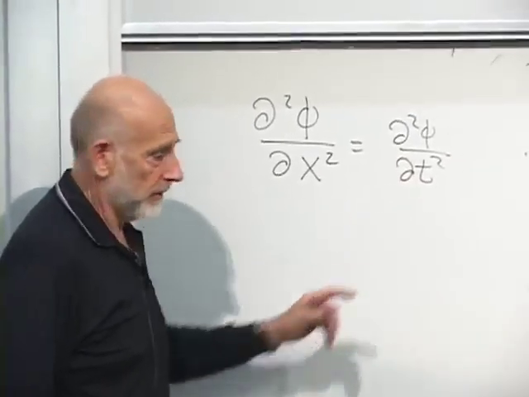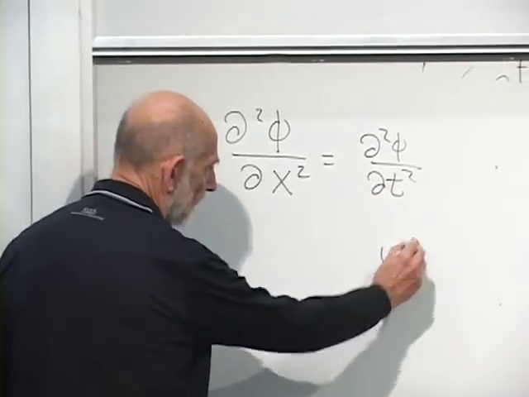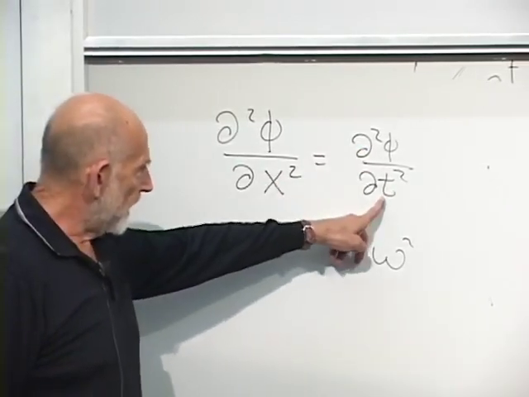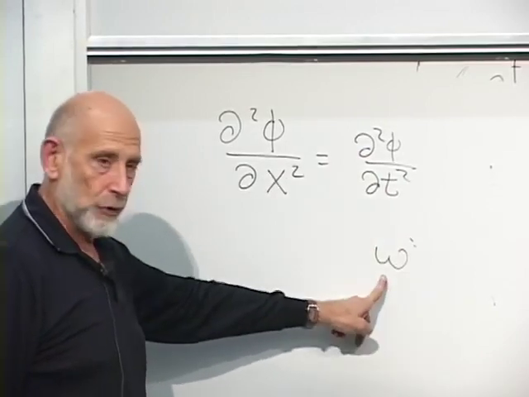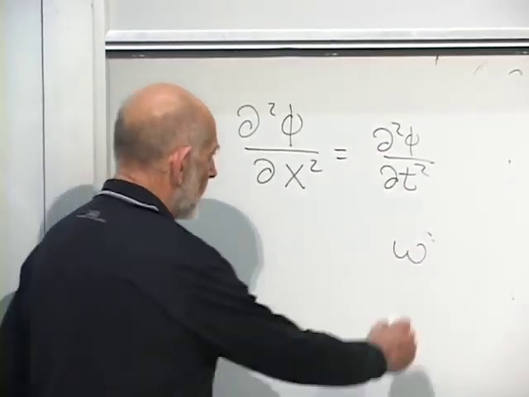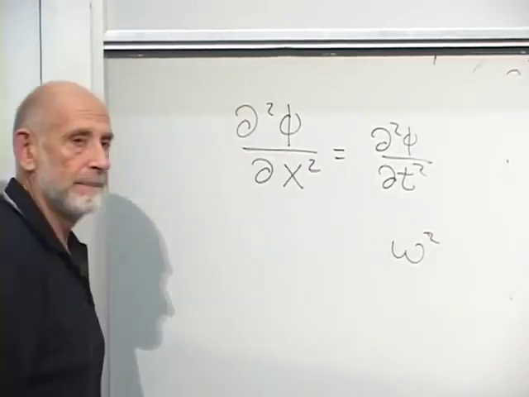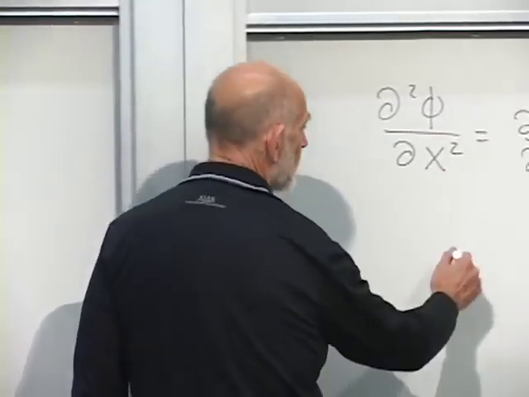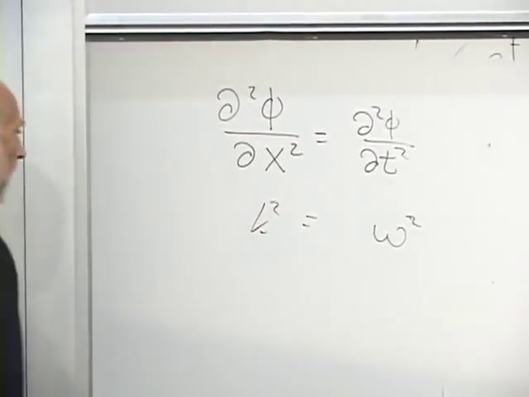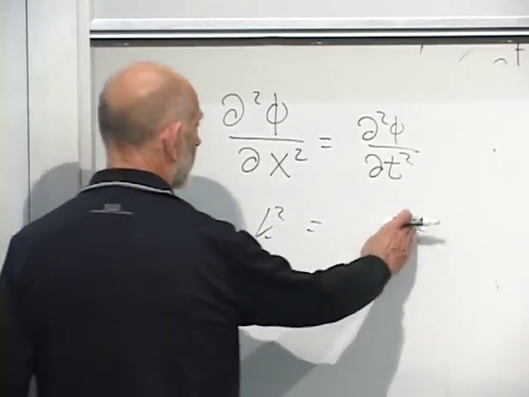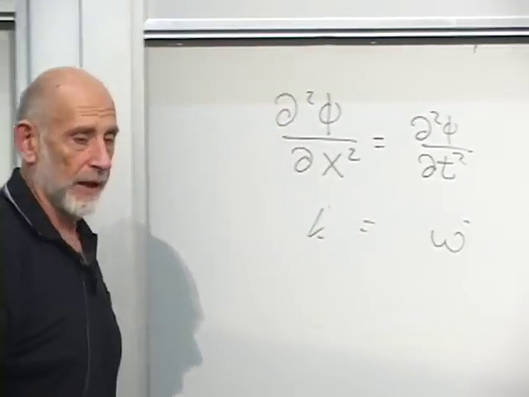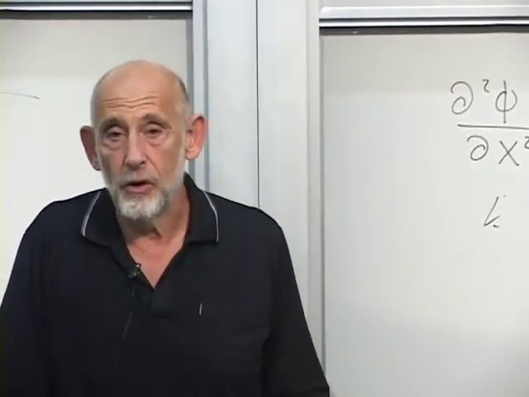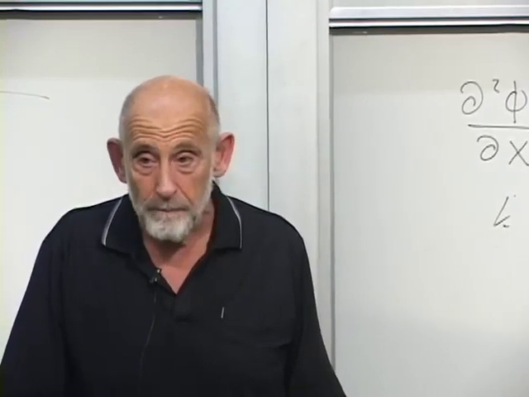d by dt squared stands for omega squared, right? We've done this many times. If you have a wave, each time derivative gives you a factor of omega. What about each space derivative? K, right? Each space derivative gives you a K. So this equation says that omega squared equals K squared, or omega equals K. I've left out the speed of light; I've set the speed of light equal to 1. So what's the velocity of this wave? Omega over K is 1.